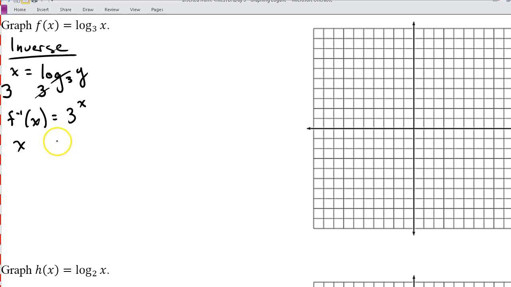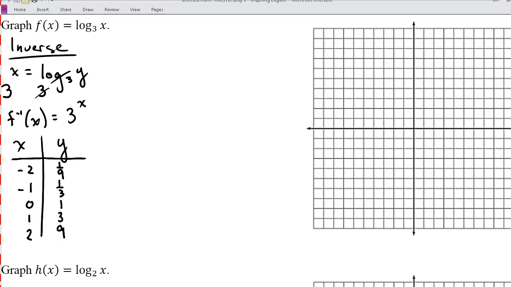And I'm going to make a small chart of values here. I'm actually going to start with -2, and I'm going to go every 1 unit up to 2. So I'm going to use these 5 values. So 3 raised to the -2, I know when I have a negative exponent that actually makes it a fraction. So if it was 3 squared, it would be 9, so it's 3 to the -2, so that's 1/9. And 3 to the -1st is 1/3. Anything raised to the 0 is 1. And then 3 to the 1st is 3, and 3 squared is 9.